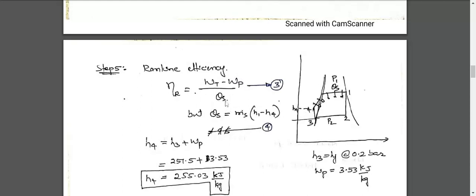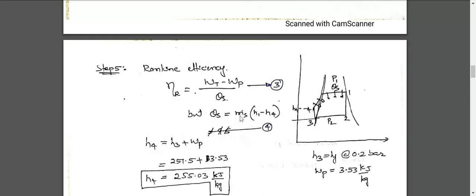So calculate heat supplied. Again I have drawn the TS diagram here. Heat supplied is between 4 to 1. This downward arrow mark shows heat supply, that is in the boiler. So 4 is the starting point of heat addition and point number 1 is the end point of heat addition. Between 1 and 4, the point number 1 temperature is more, so enthalpy will be more. So H1 minus H4 multiplied by mass will give the heat supplied.